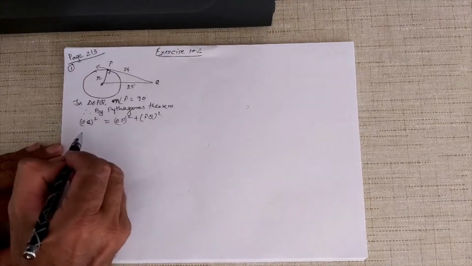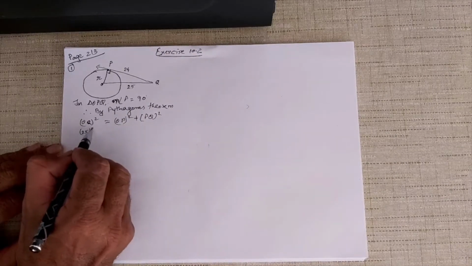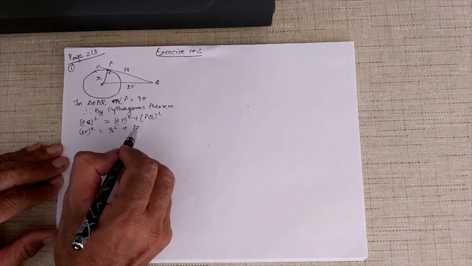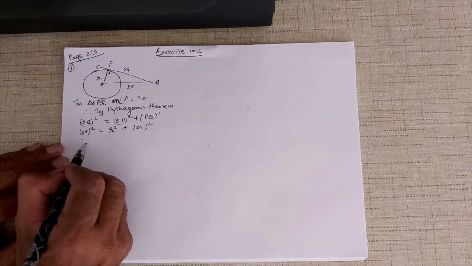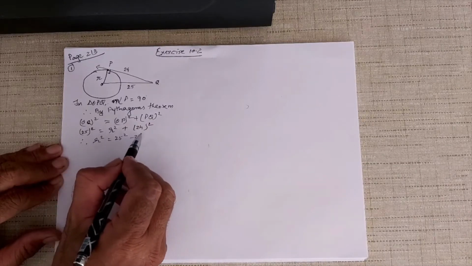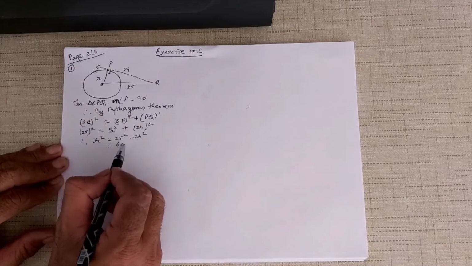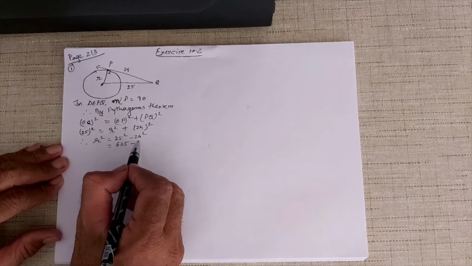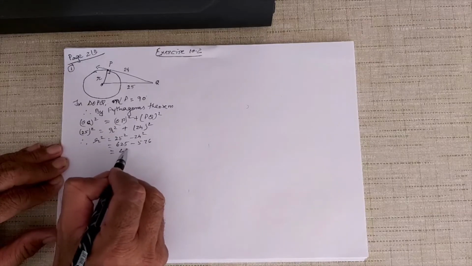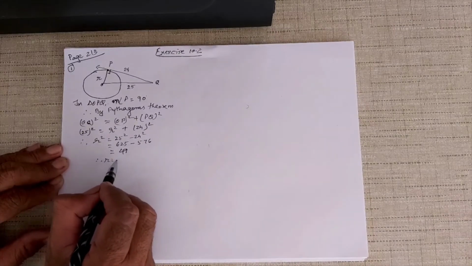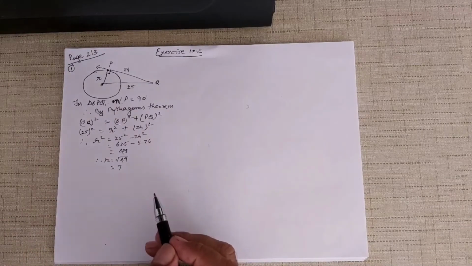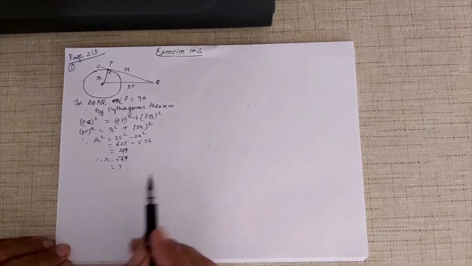Now OQ is 25 square, OP is the radius and PQ is the length of the tangent. Therefore, R square is equal to 25 square minus 24 square. 25 25s are 625, 24 24s are 576. If you subtract, you get 49. Therefore R is equal to square root of 49 and that is 7. It cannot be minus 7, length cannot be negative. So the radius of the circle is 7 centimeters.